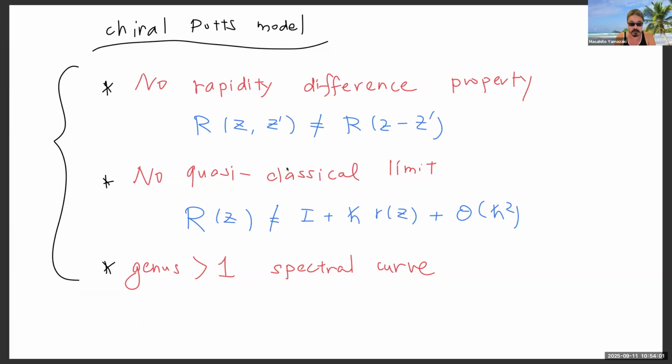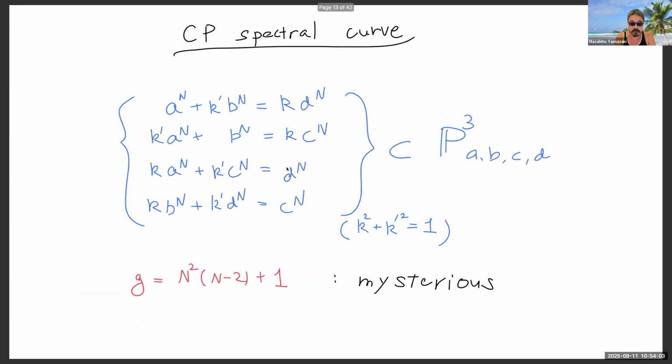Now, how does the spectral curve look? It takes a very peculiar form. So this is the equation. It's an equation for A, B, C, D, four complex coordinates. And you regard it as a coordinate by modding out the overall multiplication, as a coordinate for CP3. There are four equations, but actually there is a redundancy, and this defines a curve.